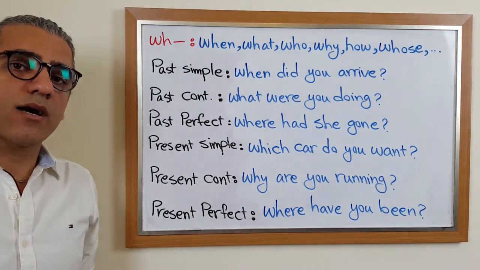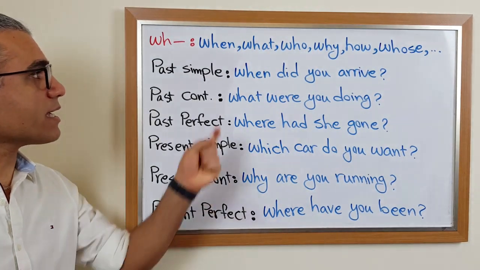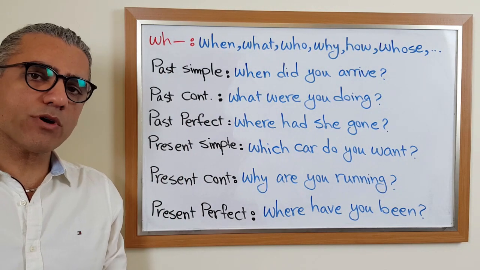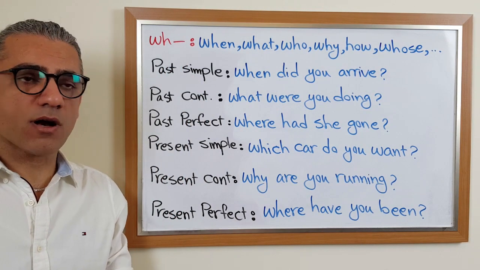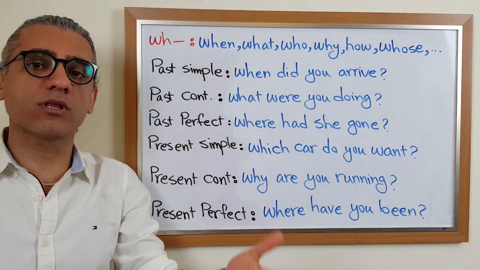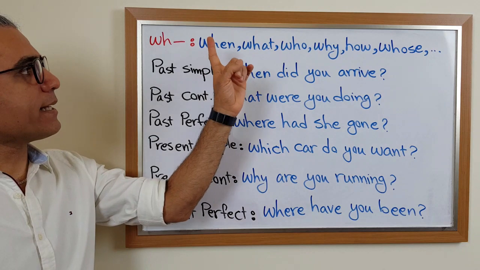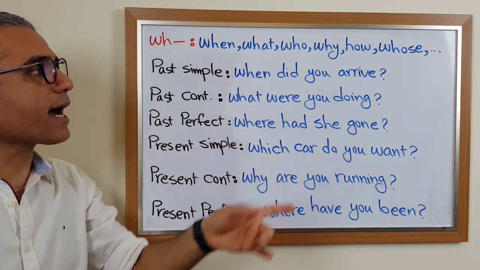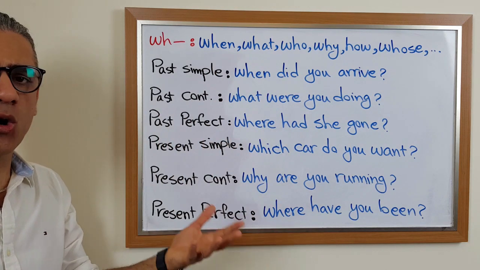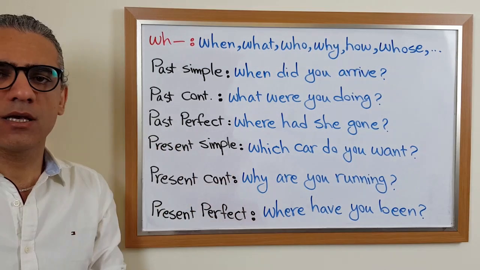Okay, the second type of question we are discussing today is WH questions. A WH question is a question which starts with one of these. We call them WH question words or WH words. When, what, who, why, how, whose, where, whom, which, and so on.